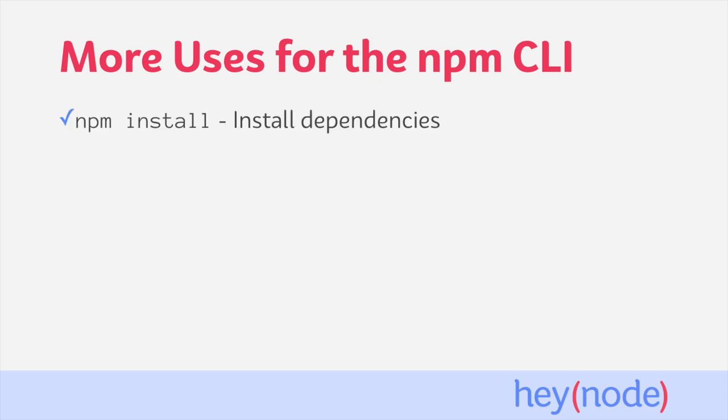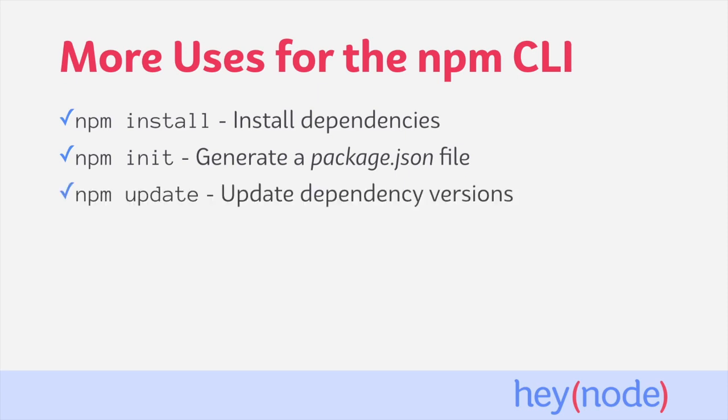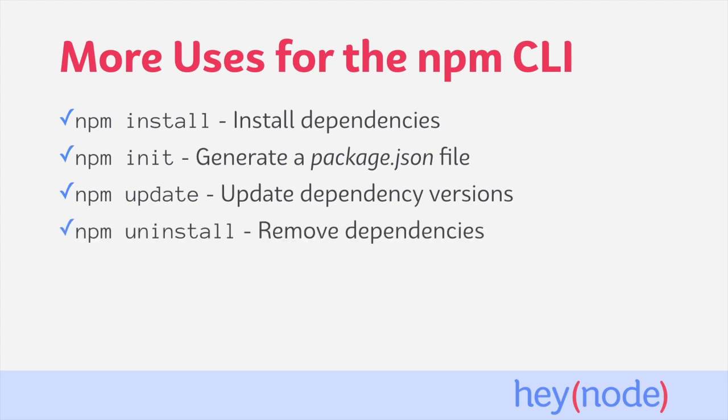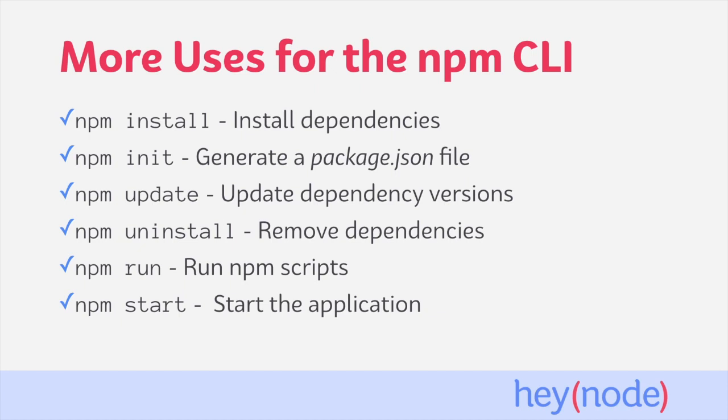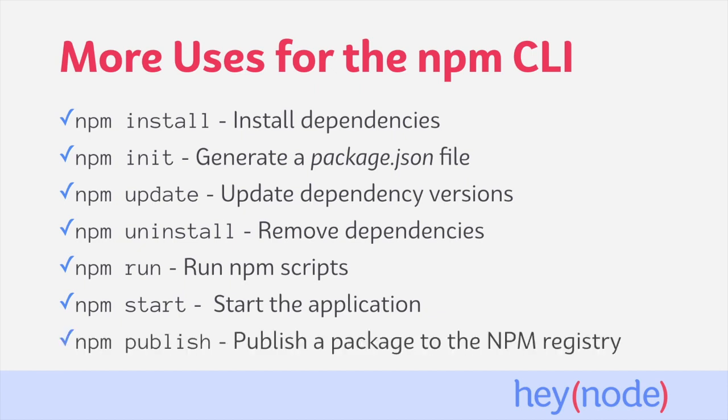The most common command by far is npm install, which helps you install dependencies for your project. npm init is a command which is used to generate a package.json file. npm update helps us update the installed versions of our dependencies. npm uninstall removes dependencies from both package.json and the node_modules directory. npm run helps us run scripts set up in your package.json. npm start runs your project's start script. And npm publish publishes your package to the npm registry.